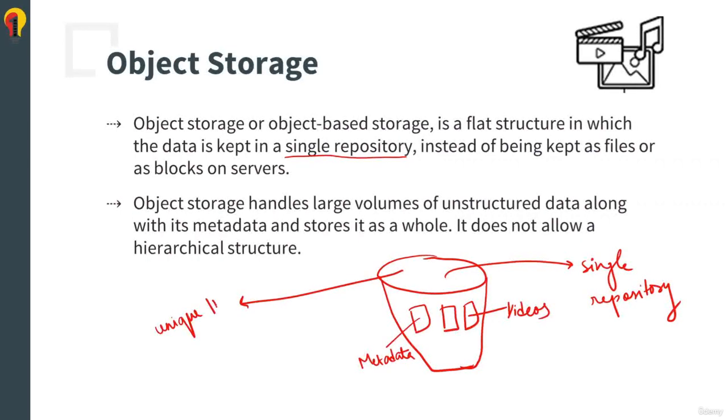Whereas in block storage, blocks are mounted on the drive. Examples of object storage are Amazon S3 and Dropbox.